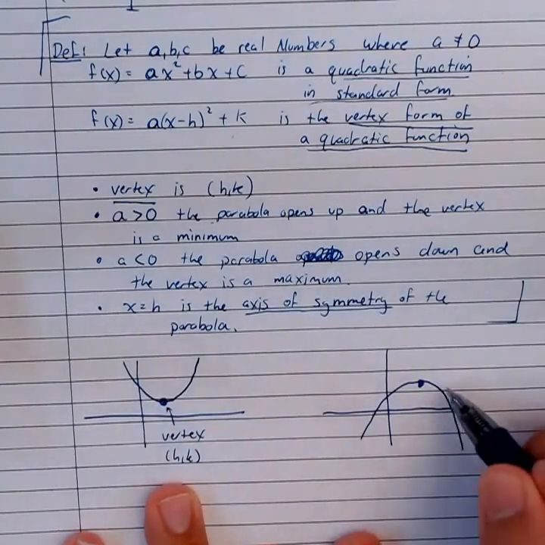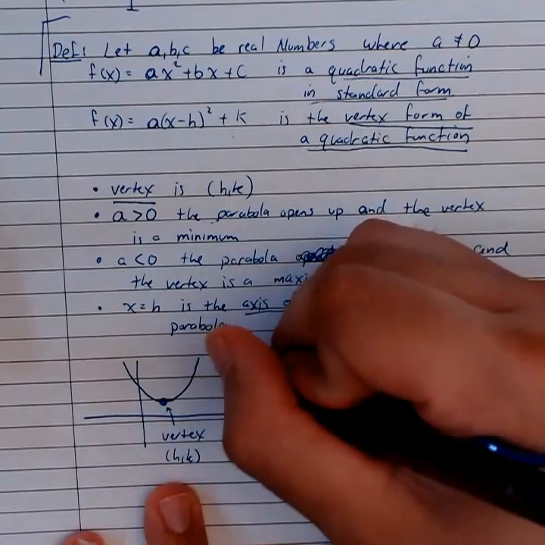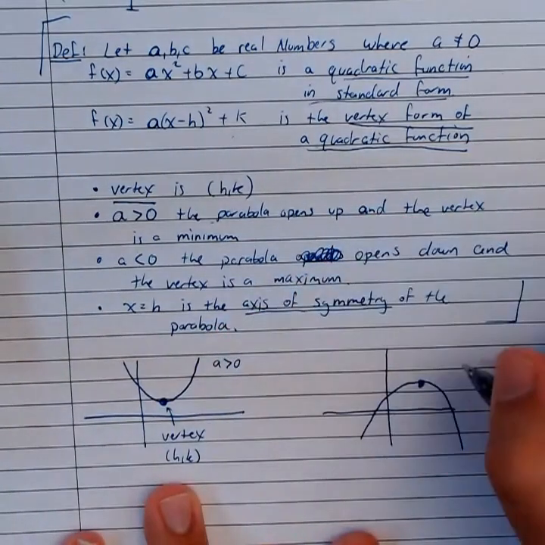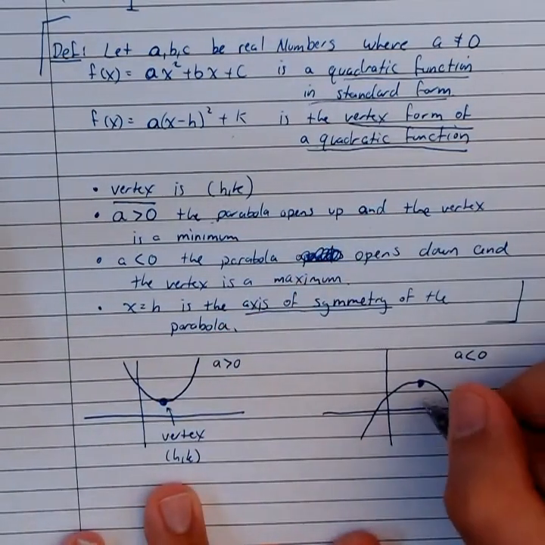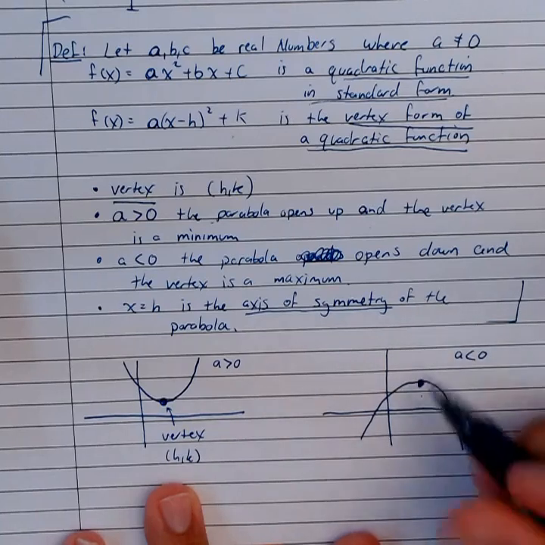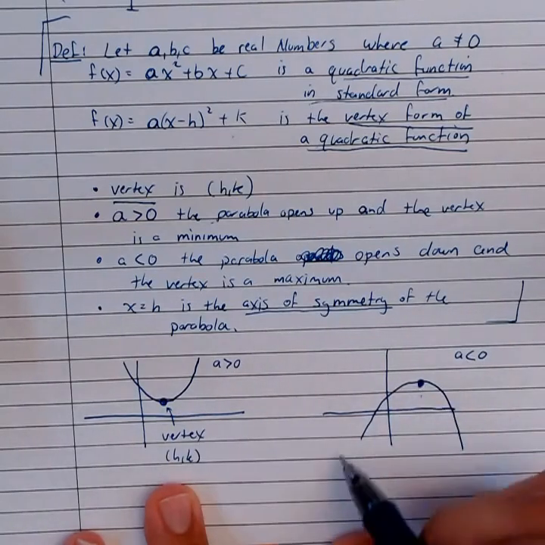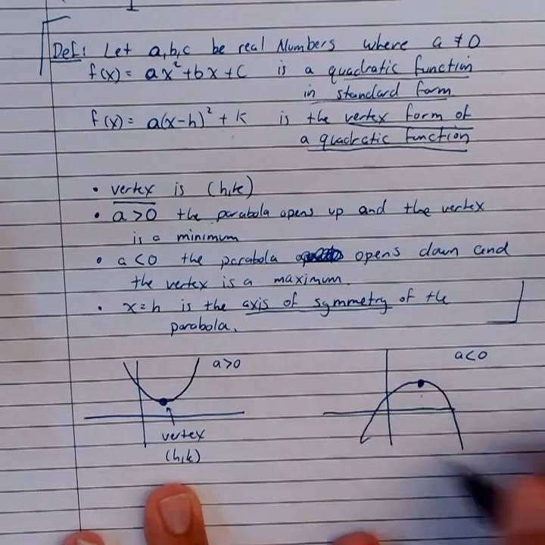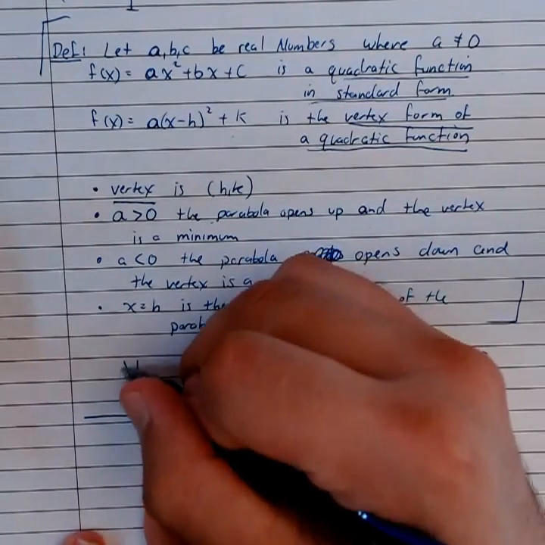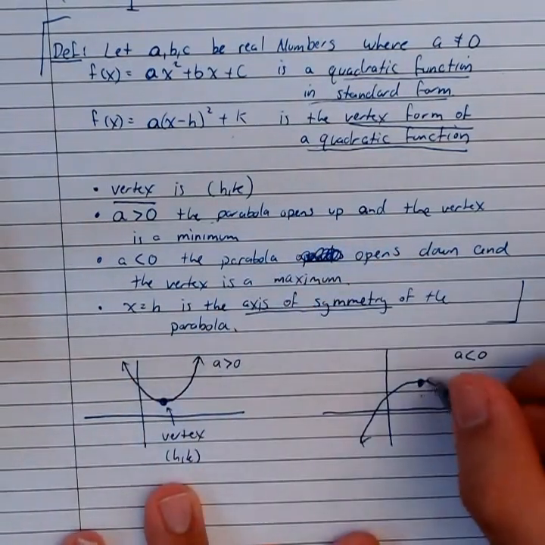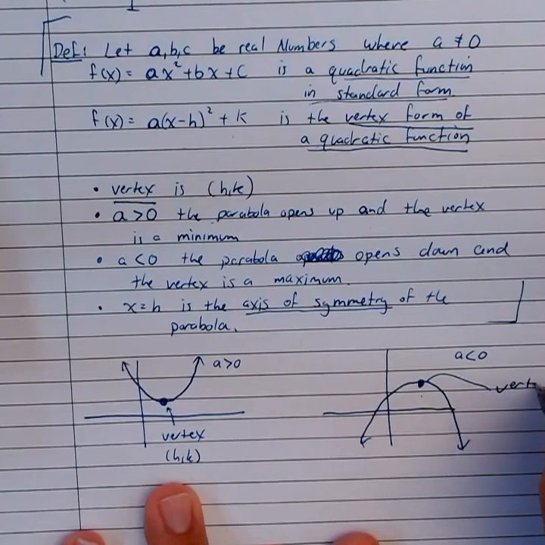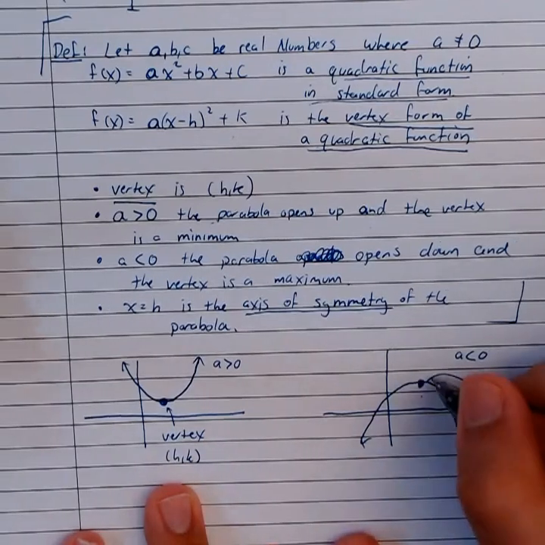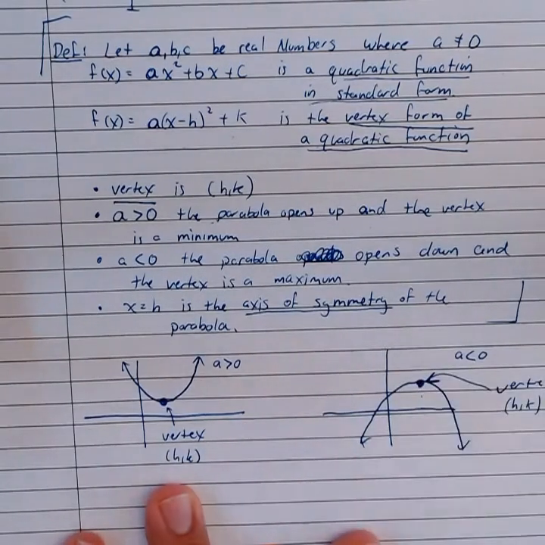On the other hand, if the parabola is opening downward, because a is less than 0, then your vertex will not be a minimum, it'll be a maximum. It'll be the highest point of the entire graph. This keeps on going down forever, just like this one goes up forever. So the vertex is still going to be found at h comma k, but it'll play a different role. It will no longer be a minimum, now it's a maximum.